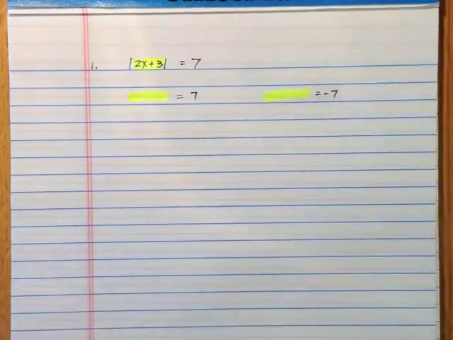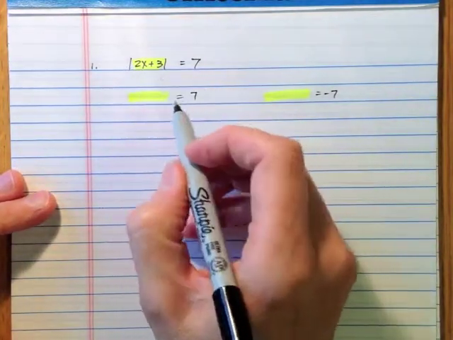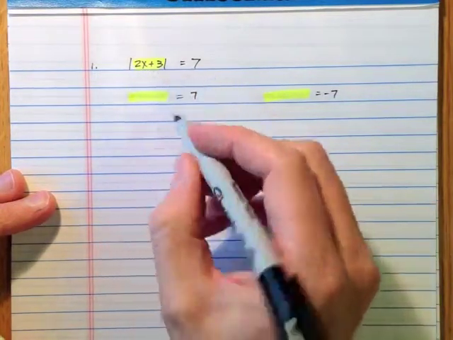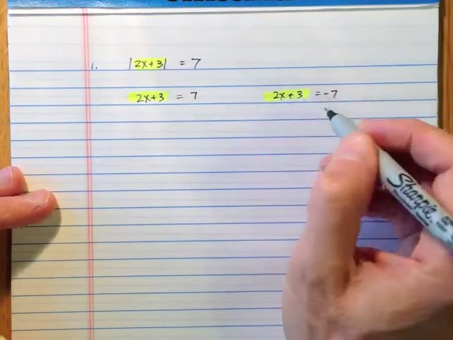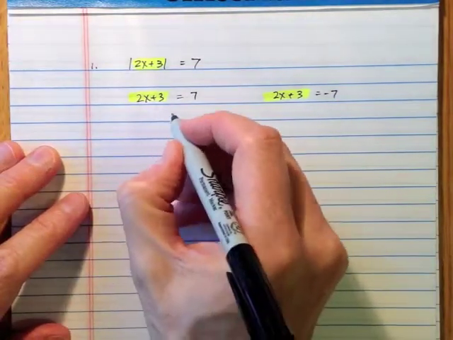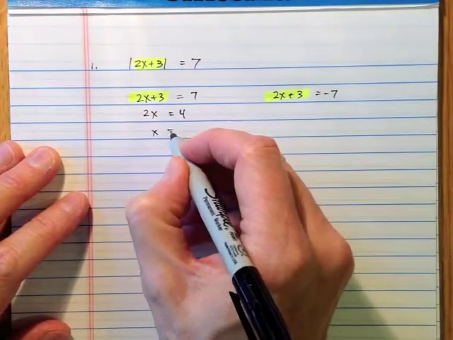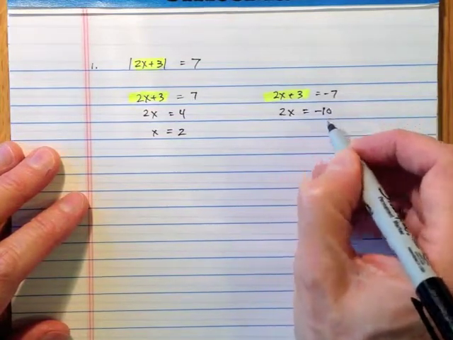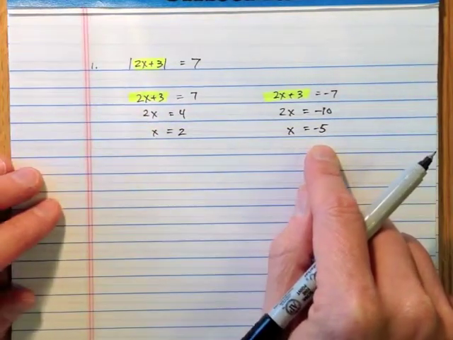So the thing inside the absolute values has to equal 7 or it has to equal negative 7. So I ignore how complicated the actual contents of the absolute value are for this first step. The thing inside the absolute value has to be, in this case, 7 or negative 7. So I just set each of those equal to 7 and negative 7. And now I've got a non-absolute value equation that I can solve. Now I can just subtract 3 from both sides, divide by 2, subtract 3 from both sides, divide by 2, and there are the solutions to that absolute value equation.